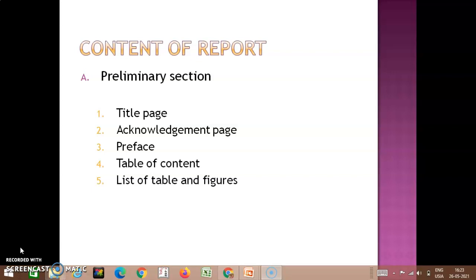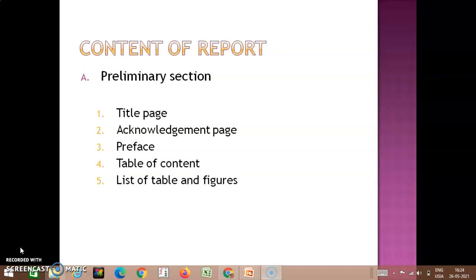Moving to the first one, that is the preliminary section. In the preliminary section, that is the introductory section, we can say, this section will have the title page. The title page means it will include the investigator's name, a statement about the course for which he has done this particular research, then the date of submission, the title of the research. All such things will be there in this title page.